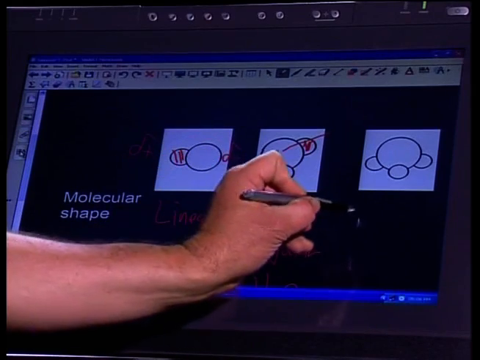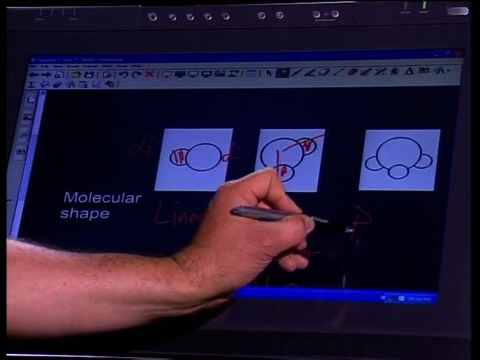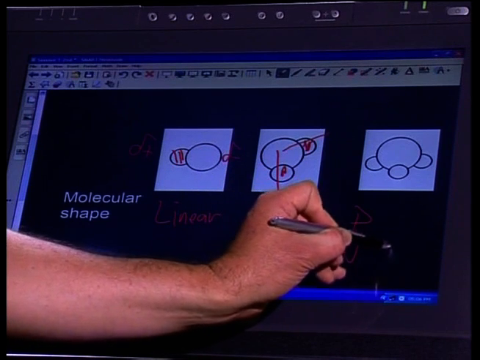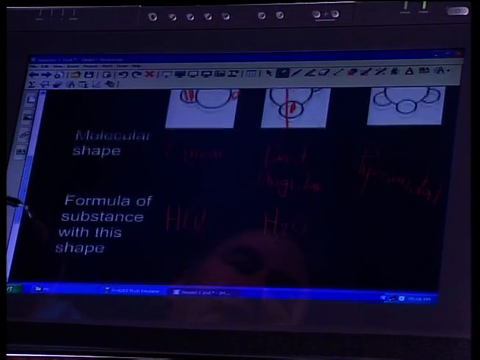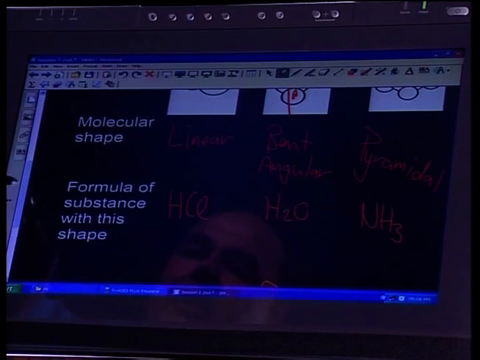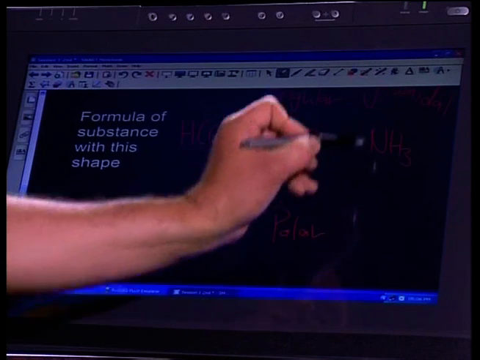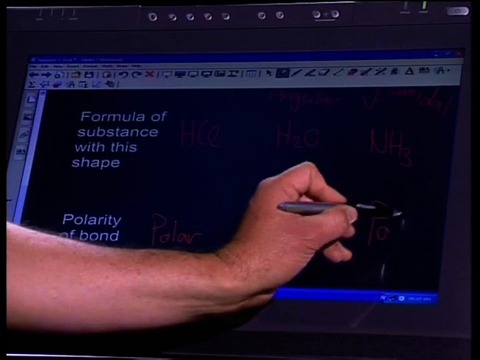Well, that's pyramidal. There are 3 of them. It looks like there's a lone pair over there. Pyramid, like a pyramid, pyramidal. The example I gave you earlier was ammonia. And we've just done one to show that the difference between hydrogen and nitrogen is significant. It's polar.